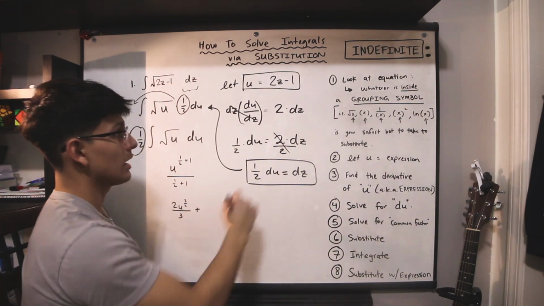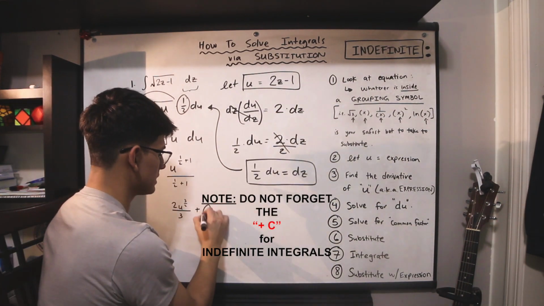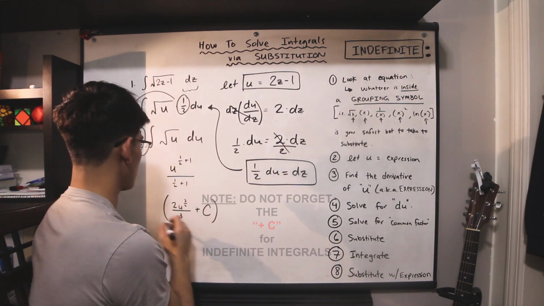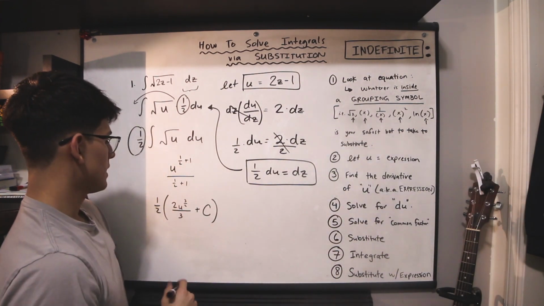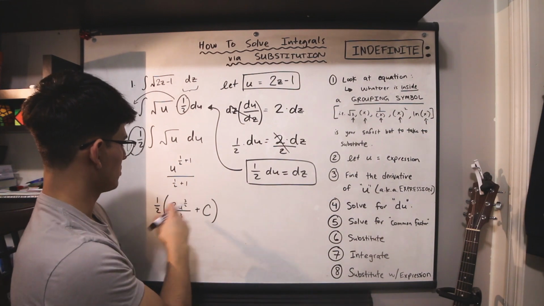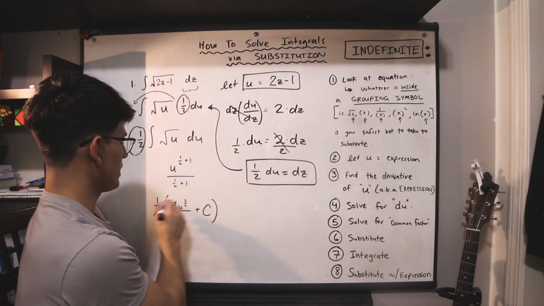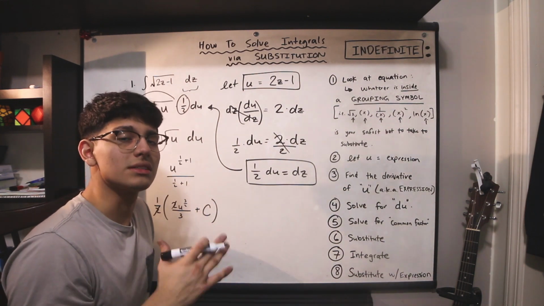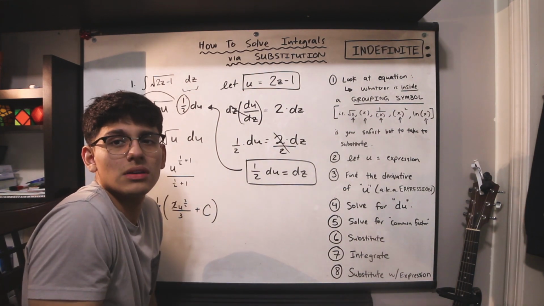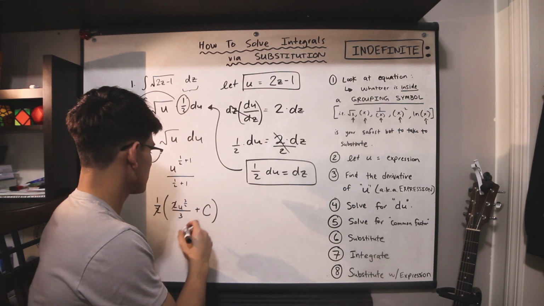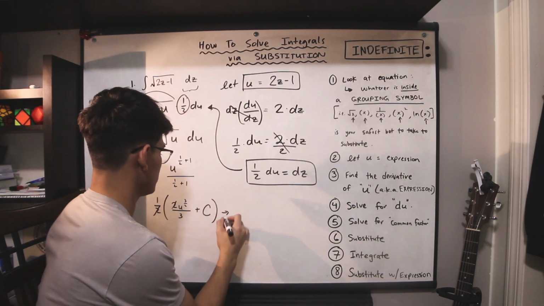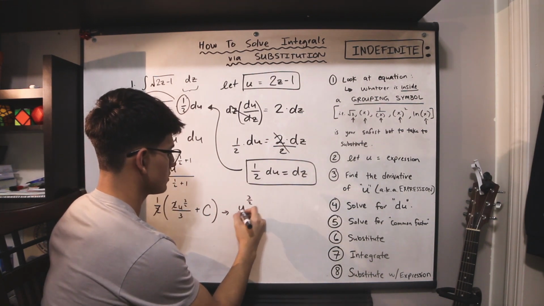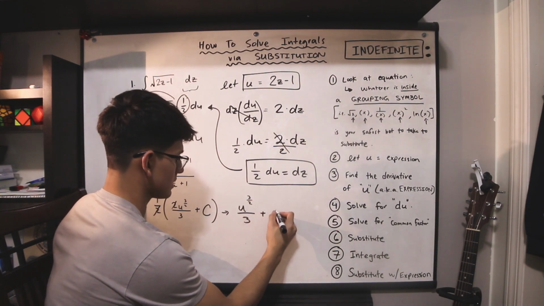And since we're integrating an indefinite integral, we must put plus c. And this is all multiplied by 1/2. Alright? And in order to do that, well, we'll just distribute. So we'll have 1/2, so these cancel out. And 1/2 times c, we know that c is our arbitrary constant. Our arbitrary constant is essentially just any number. So what we'll do is, we'll just leave it at c. So this actually turns into u to the 3/2 over 3 plus c.